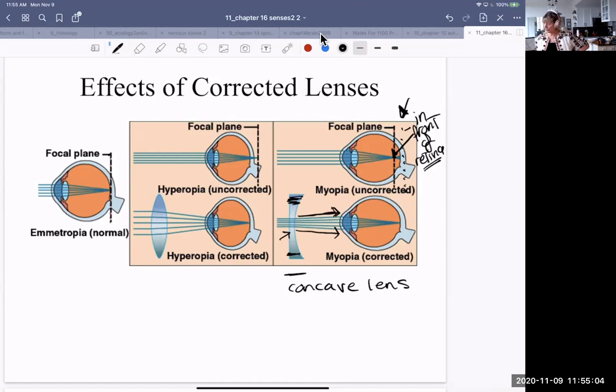And the opposite is true of hyperopia. So in this case, the eyeball is too short and the focal point is back here. So that has to be bent more. In order to bend light more, you need a more convex shape. So this is a convex lens that will bend light more.